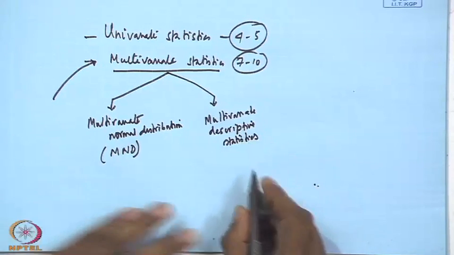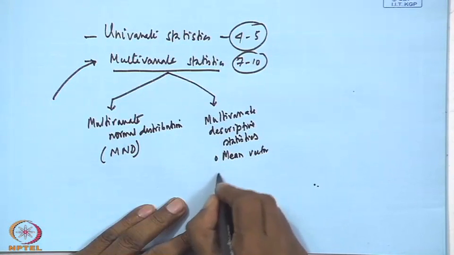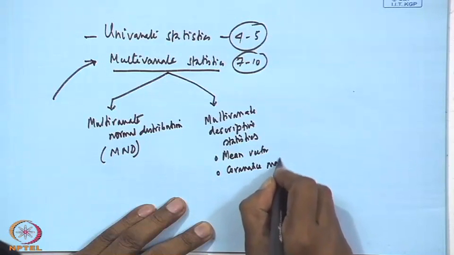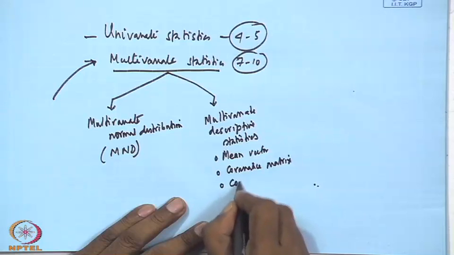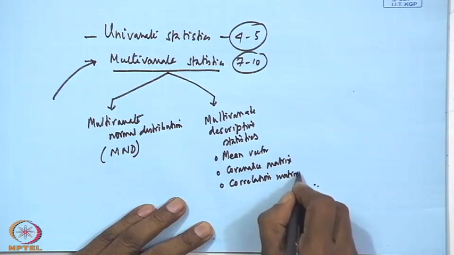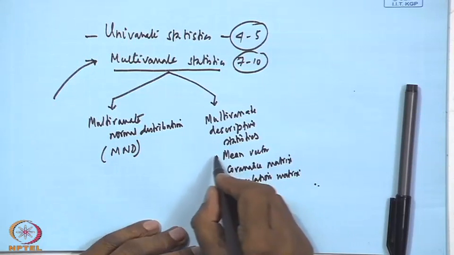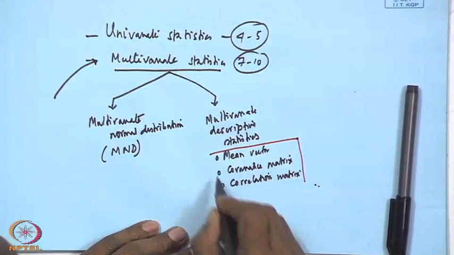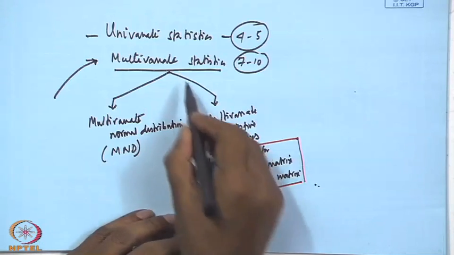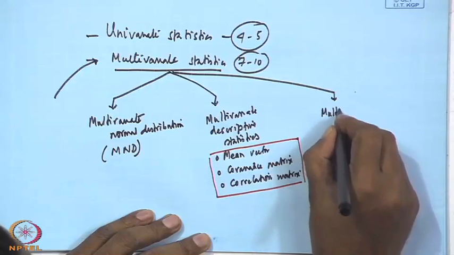which covers primarily the mean vector, covariance matrix, and correlation matrix. So, under multivariate descriptive statistics we will be concentrating on this. Then under multivariate statistics the next issue is multivariate inferential statistics.